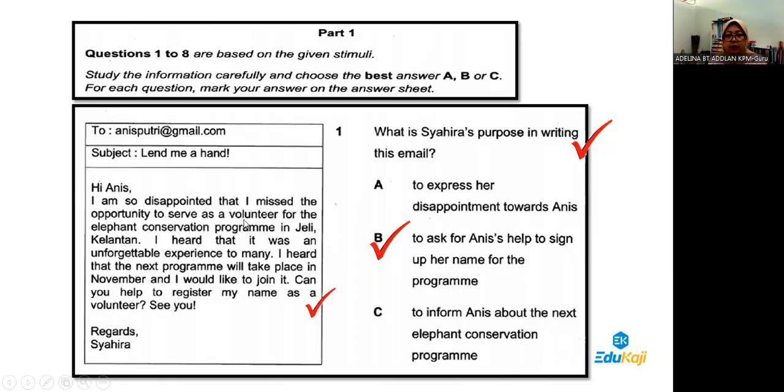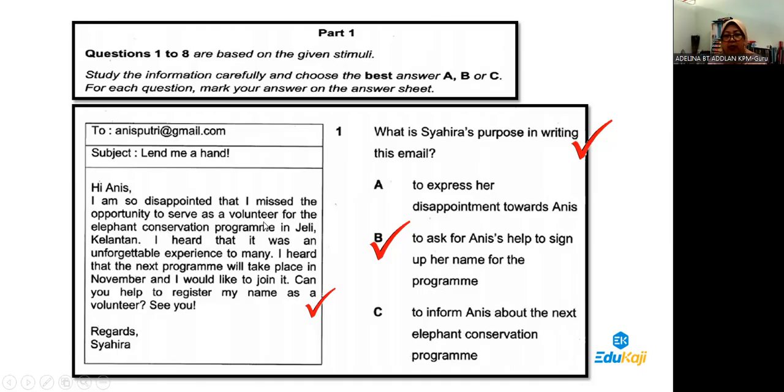Now for question number 1, this question requires students to give the purpose of why Shaira is writing the email. So where do you get the answer? If you read from the first line right up until the end, when you say purpose, the context of the idea will usually be in the middle, but the requirement could be at the end here. So you see what I meant.